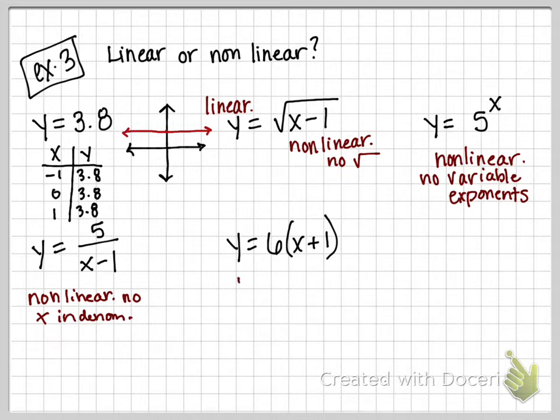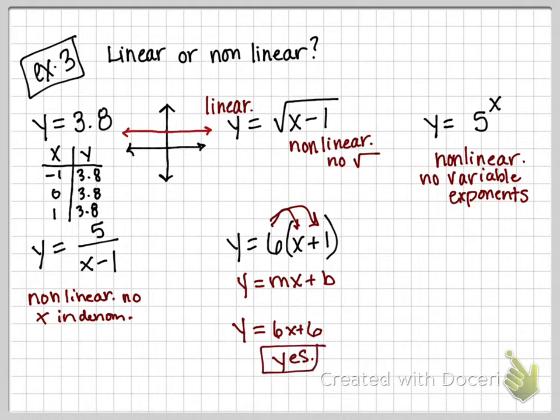Remember, we always wanted to be able to take this form, y equals mx plus b, where m and b are numbers. If we distribute this in, we get y equals 6x plus 6. Does that take the correct form of a linear function? Yes. So this is linear. We don't have any x's in the denominators, we don't have any square roots, we don't have any exponents, and a lot of times that can help you narrow it down to the fact that it is a linear function. What about this? x squared minus y equals 0.